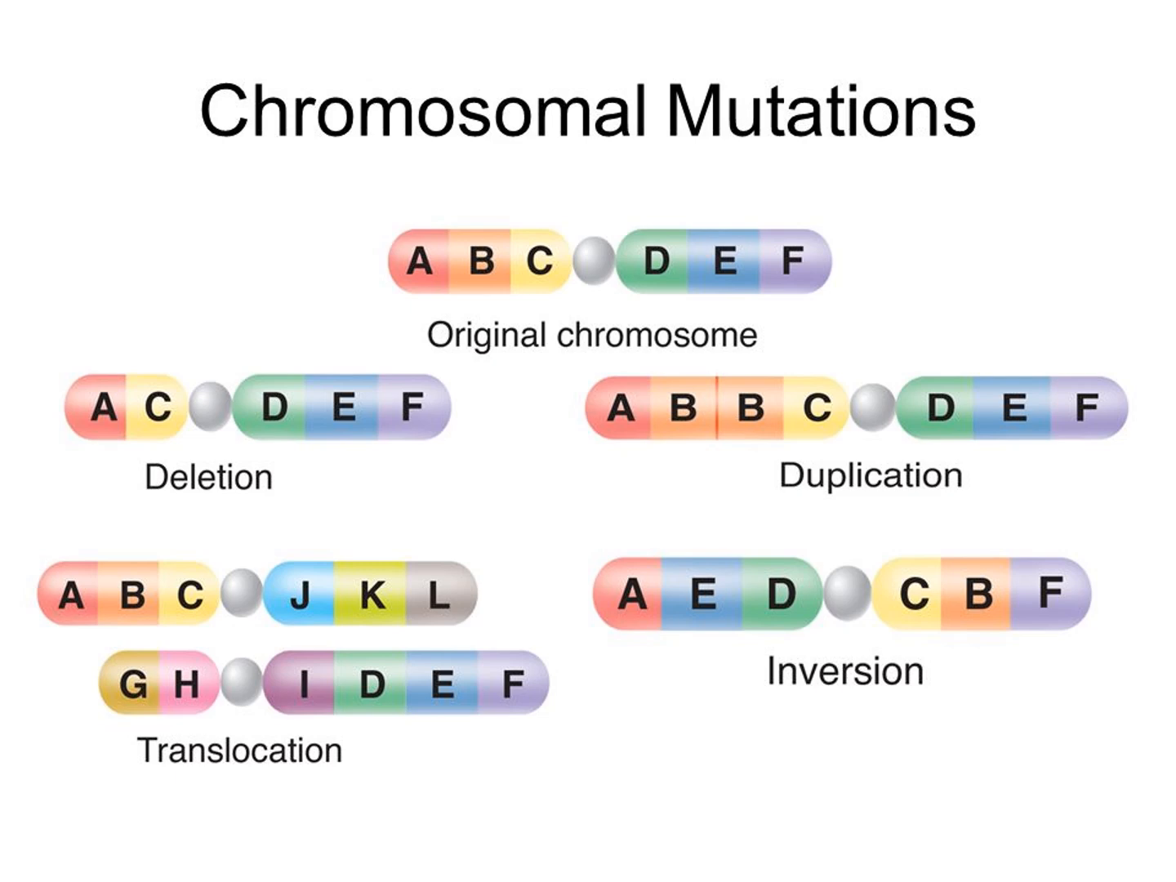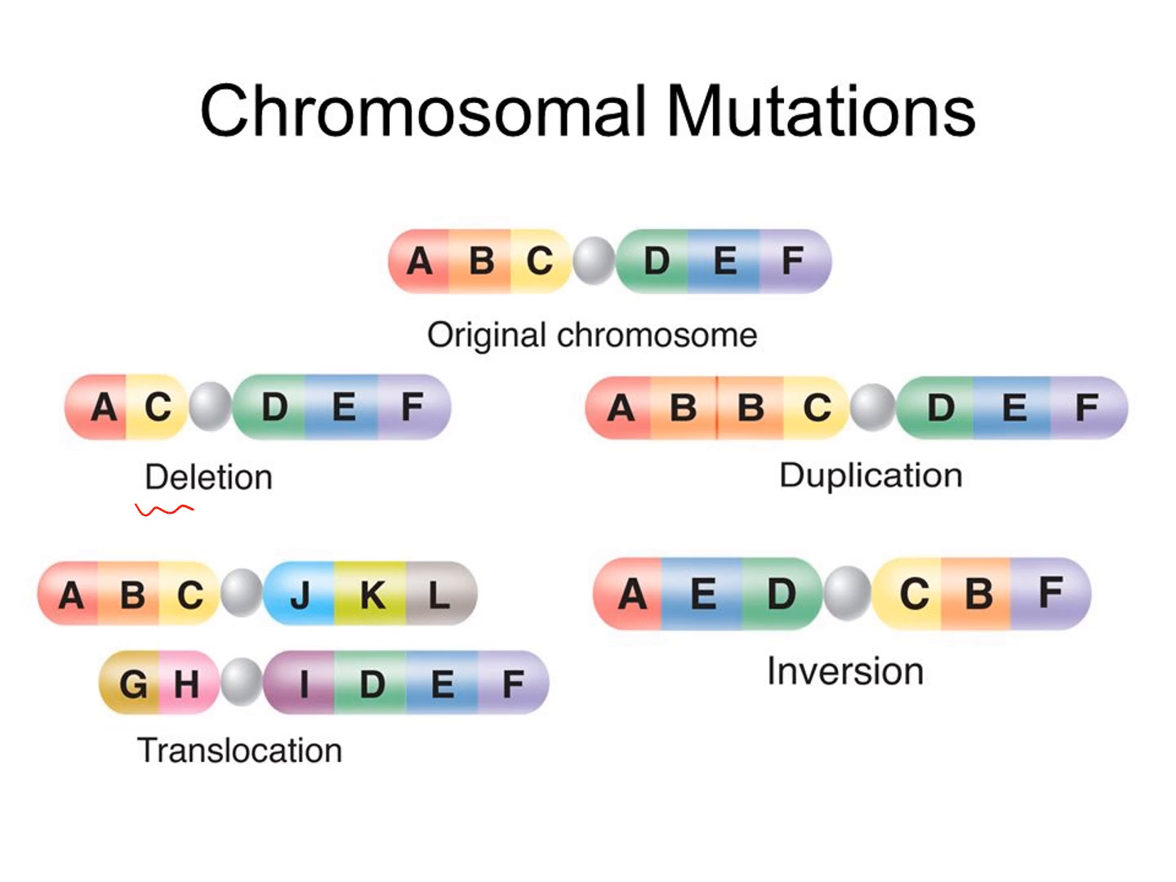So chromosomal mutations are mutations that can affect several genes. We're looking at entire chromosomes here. And we've got 4 different types that we need to know. We've got deletion, duplication, translocation, and inversion. So if we look at our original chromosome, we've got 6 different sections here, and these sections are going to be coding for lots of different proteins. They're going to contain multiple genes. So we've got A, B, C, D, E, and F.